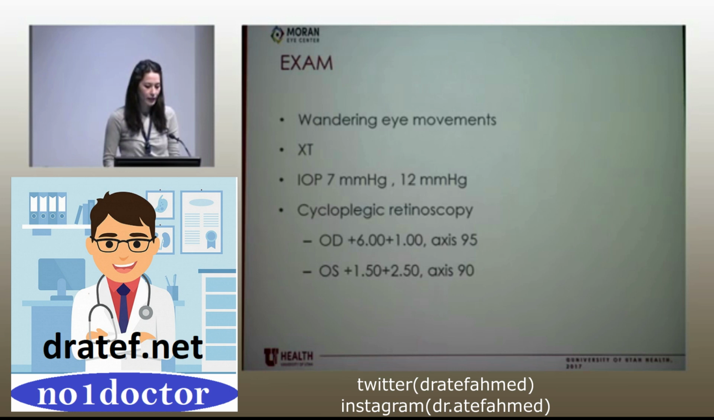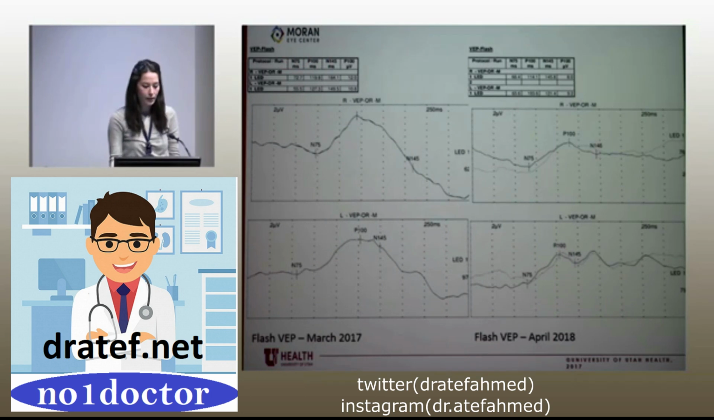In the clinic, he has wandering eye movements and XT. And then for his EUA, his pressure is 7, 12, and this is a cycloplegic retinoscopy. And so, as I said, in 2017, he had a VEP and ERG without the associated EUA. So we do have a comparison point. You can see that his P100 amplitude is slightly better back in 2017, but this wasn't under anesthesia, so probably pretty comparable.